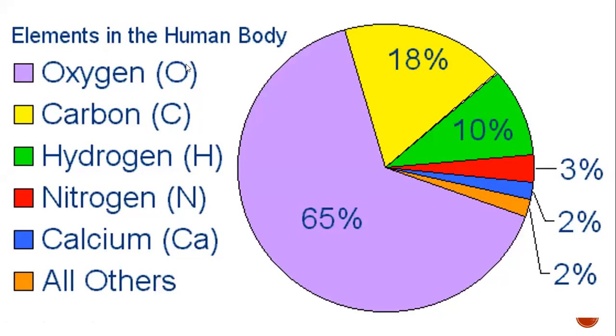In this chart, you can see the elements in a human body. The main four elements we discussed earlier, and other than it, calcium and all others. This indicates the other chemical elements in our human body. Calcium is indicated by 2%, all others also indicated by 2%, and in addition, we can take 4% of our body contains all other chemical elements.